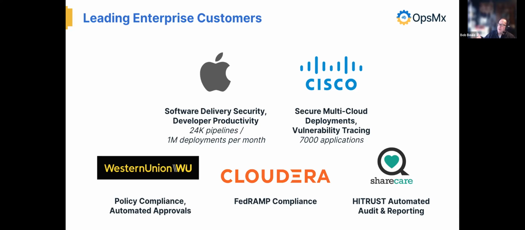And a couple of others, like Cloudera, that's looking to implement within a FedRAMP environment. And again, FedRAMP is a great example of where external forces bring guardrails into our environment. And then high trust for companies like ShareCare, high trust and automated auditing and reporting.